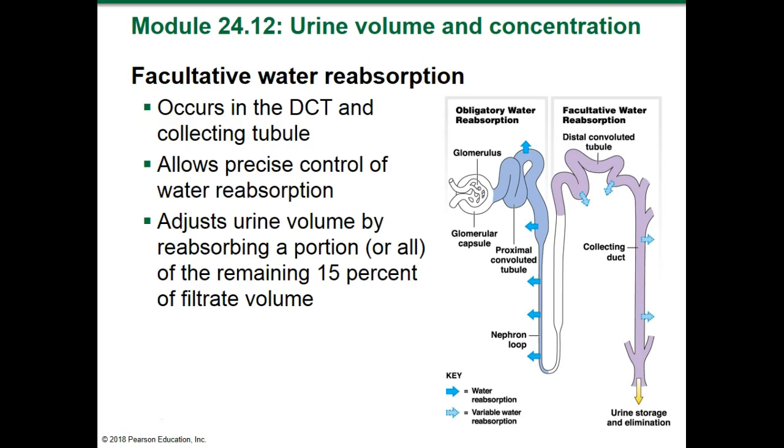Facultative water reabsorption. This occurs in the distal convoluted tubule and the collecting duct. Here we have more precise control of water reabsorption. It adjusts the urine volume by reabsorbing part or all the remaining 15% of the filtrate volume. And again, remember, this is where ADH and aldosterone have impacts. So again, in the earlier part, we don't have much control of the water. In the end part, we have more control of the water.